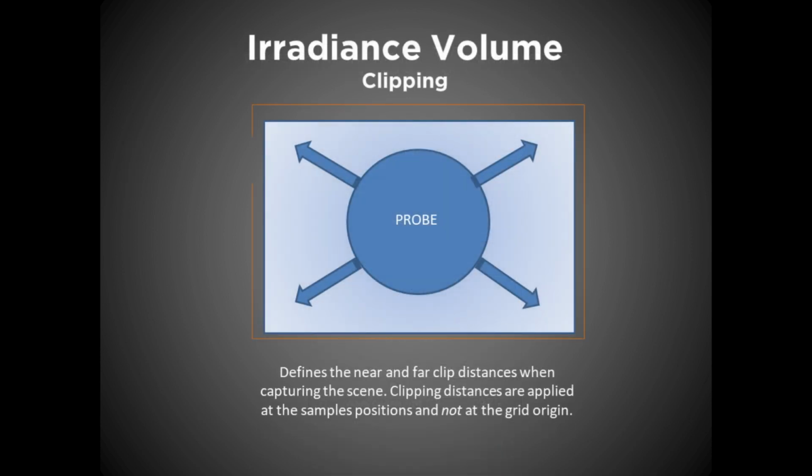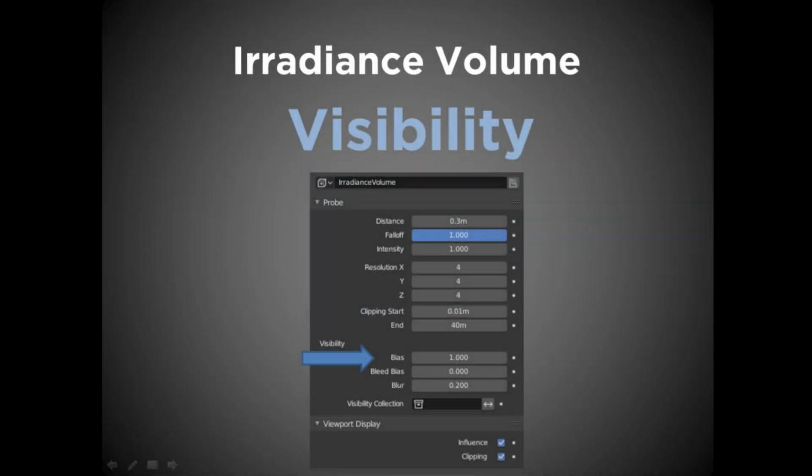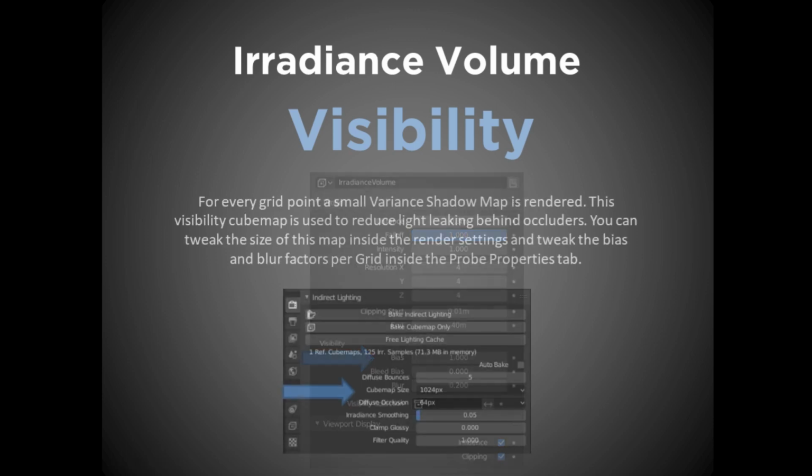Clipping defines the near and far clip distances when capturing the scene. Clipping distances are applied at the sample's position and not at the grid origin. So now we are going to talk about visibility. For every grid point, a small variance shadow map is rendered. This visibility cube map is used to reduce light leaking behind occluders.